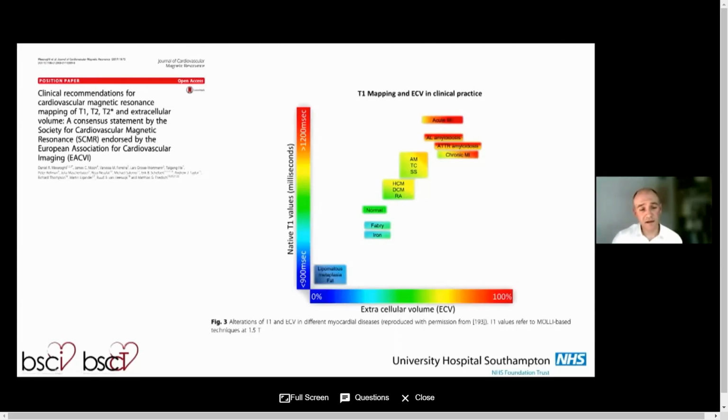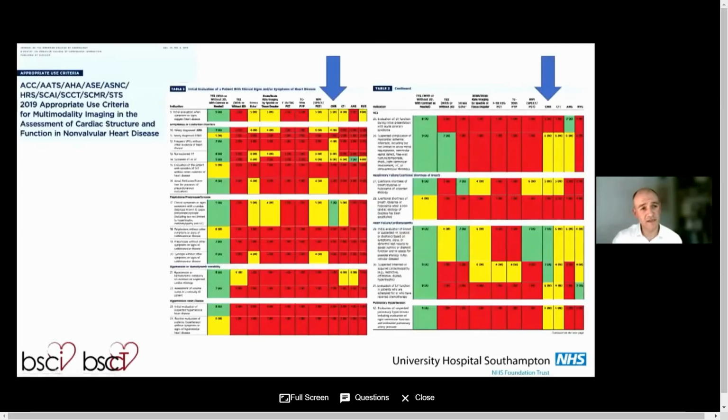How about guidelines? What do we have to indicate how we should be using CMR in these patients? Well, the American College of Cardiology came up with these guidelines in 2019. And I show you here on this table, which is basically looking at the initial assessment of patients, that actually there's relatively little indication for CMR as the first investigation of choice. And as you might all expect, echocardiography is indeed the investigation of choice.